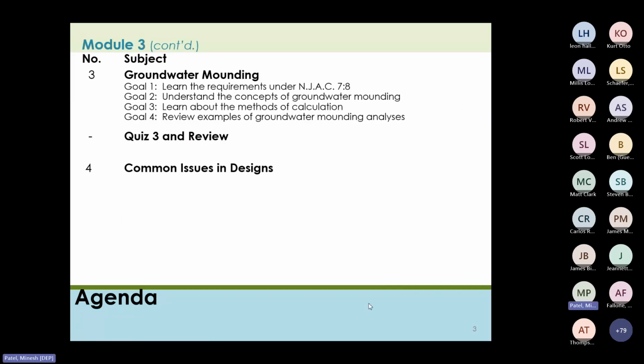After the how to review a project presentations, Peter will continue on with groundwater mounding, along with examples of performing the analysis that is required. Then we will have quiz 3, and if time permits, we will briefly cover some of the common issues we have seen in designs. If not, we will provide those slides for reference later.